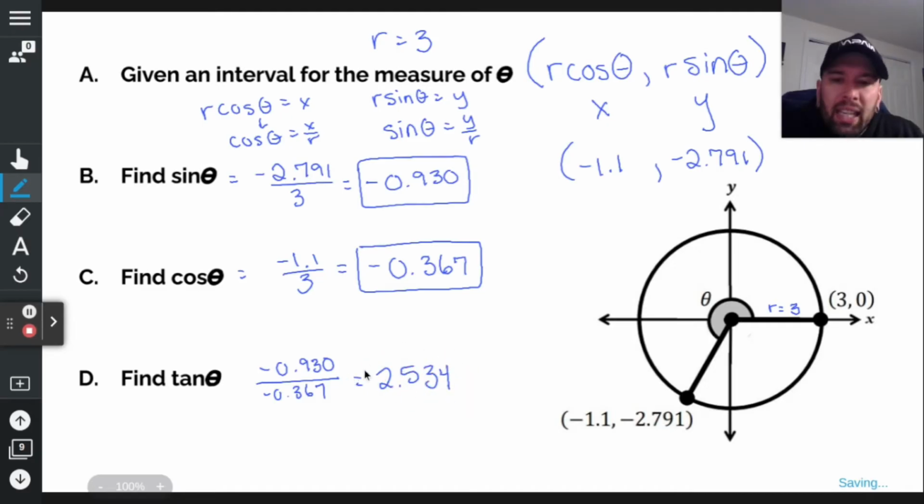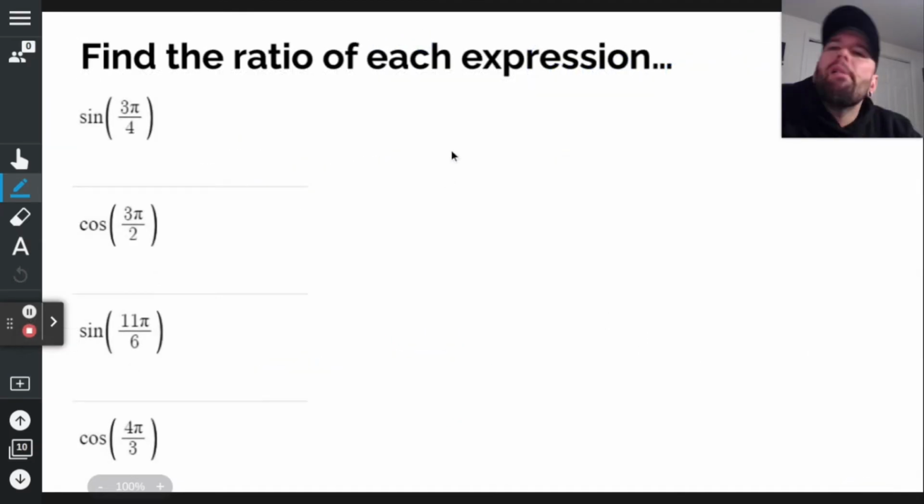2.534. I like it. I like it a lot. All right, now we are being asked to find the ratio of each expression.